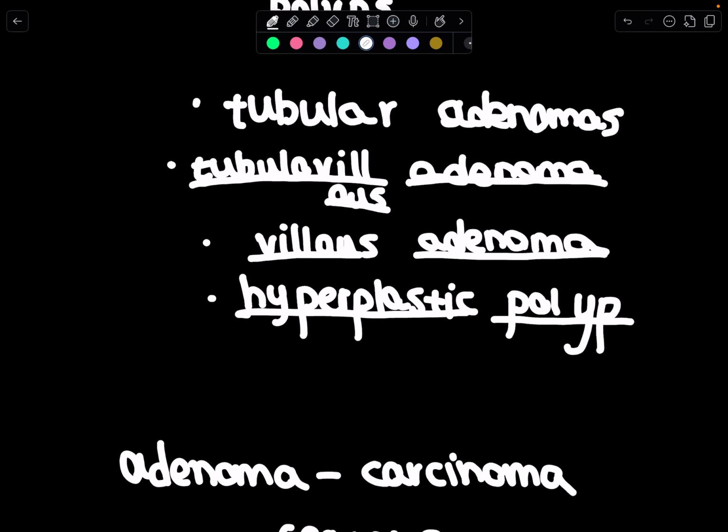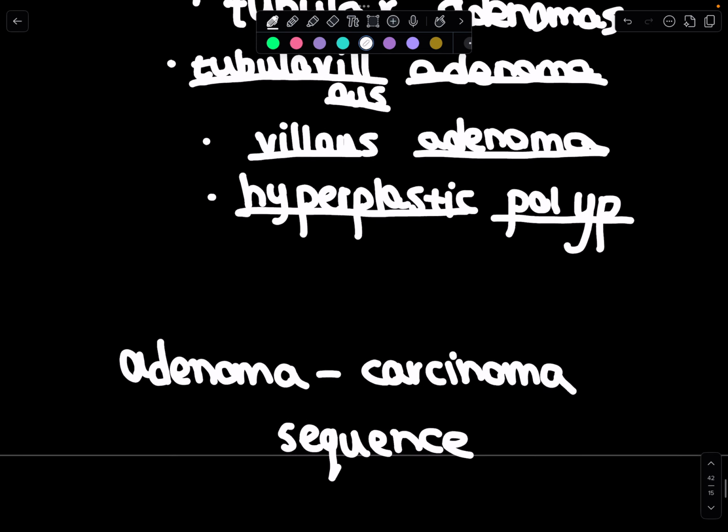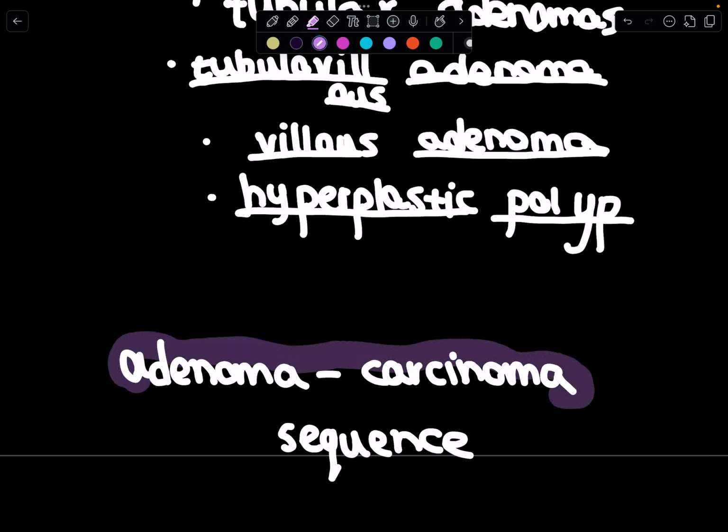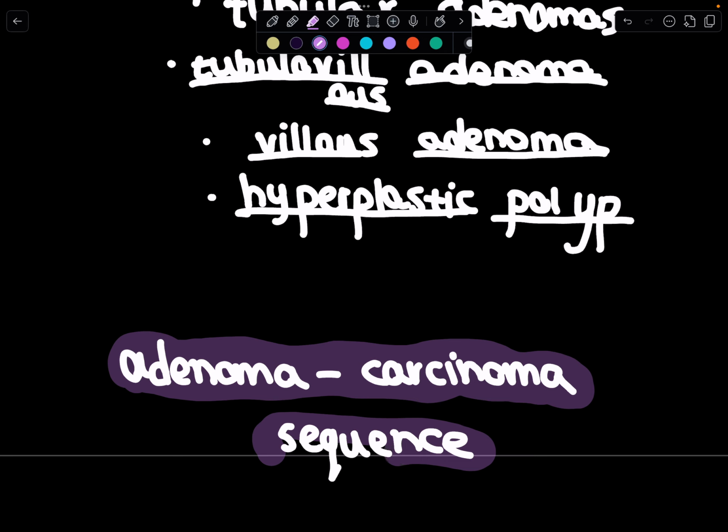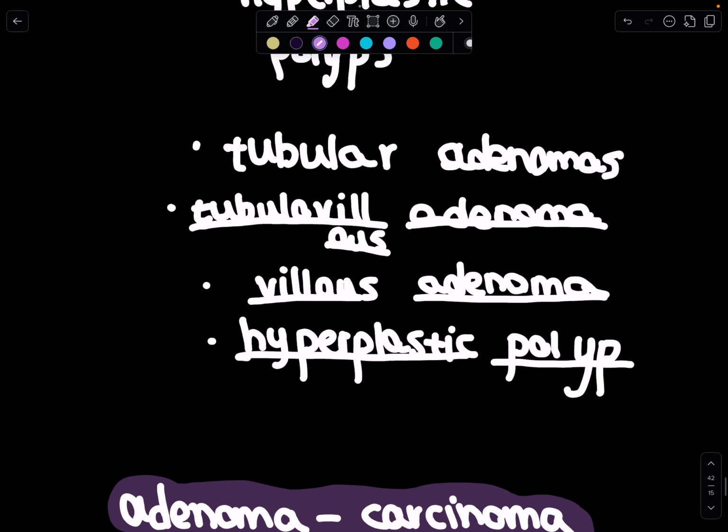Villus adenoma. Spot on. Villus adenoma is correct. Next question. What's the term for any growth protruding into the colon, whether benign or precancerous? Hyperplastic polyp.